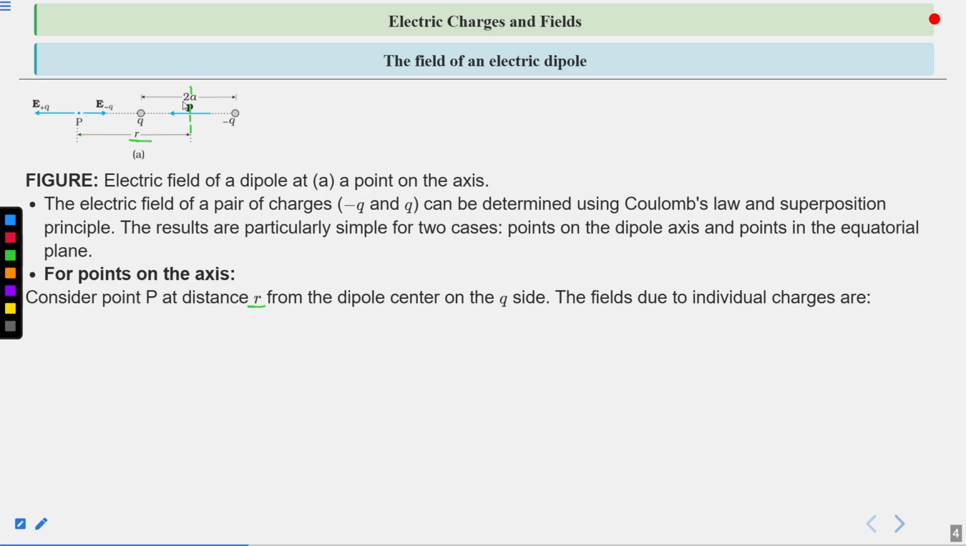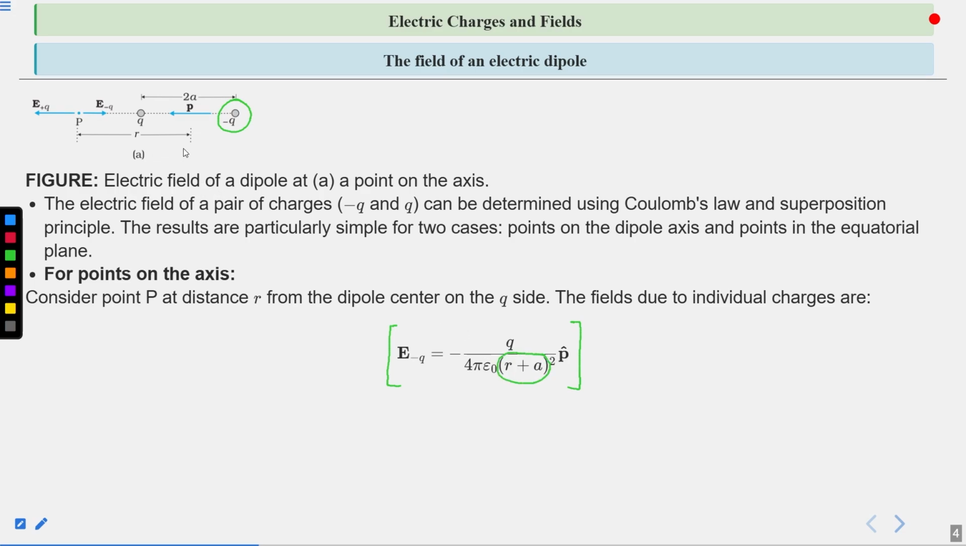Similarly, we know already the distance between the charges is 2a. So r is the distance from the center of the dipole. The fields due to the individual charges are as follows. Electric field due to charge minus q is equal to minus q divided by 4 pi epsilon naught times r plus a whole square, p cap. Now here a question. What is the question? The question is, what is the meaning of r plus a here?